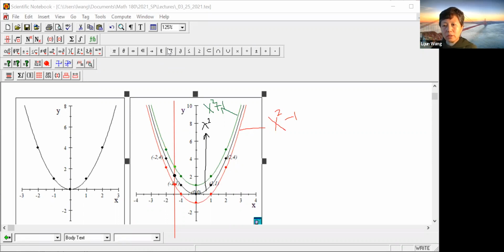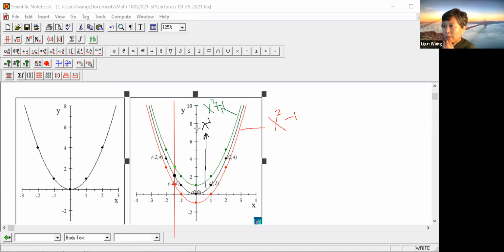So this kind of transformation is called shifting vertically, vertical shift. The entire picture is shifted up or shifted down. No horizontal movement, just the vertical shifting. Do you follow me? I hope that is clear.